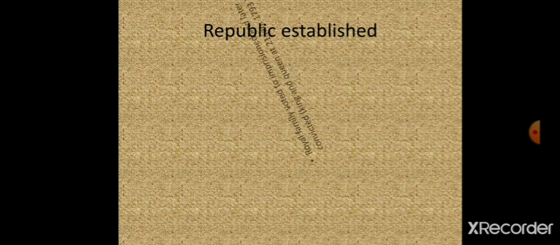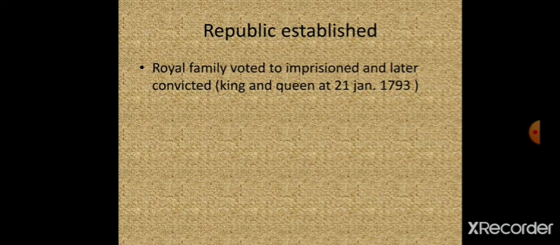And after this, a republic was established in France. The royal family was voted to be imprisoned, and later they were convicted, the king and queen, on 21st January 1793.